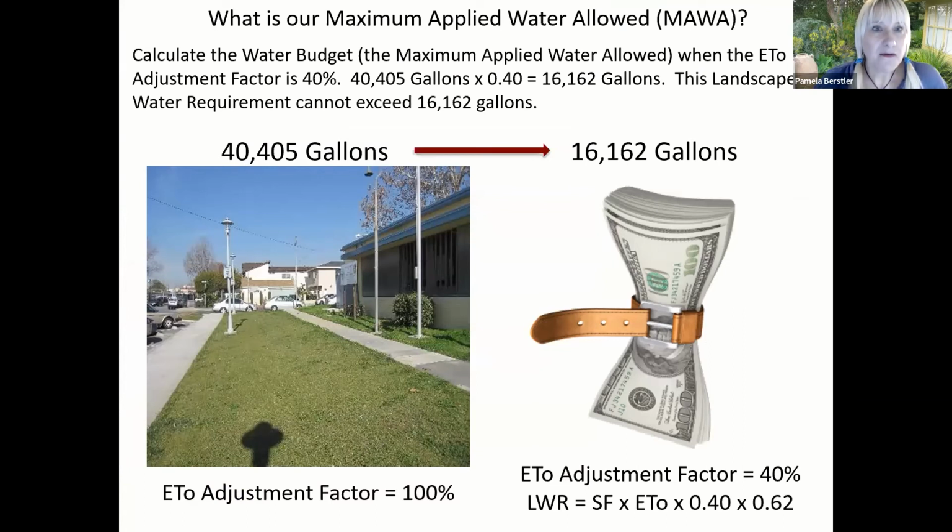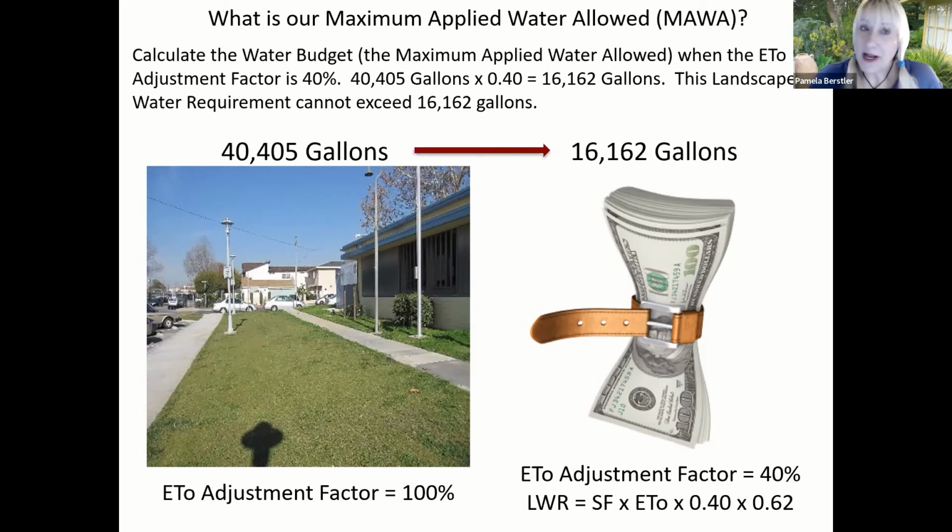But what if I wasn't allowed 100% of ETO? What if I was only going to be allowed 40% of ETO? Well, that is the essence of a budget, right? I can't get 100%. I'm only going to get 40% or 50% or some percentage, some adjustment factor of ETO. In order to create a landscape that meets that water budget, I'm going to have to manipulate my plant factor and my irrigation efficiency in order to create a landscape that's going to meet the budget.